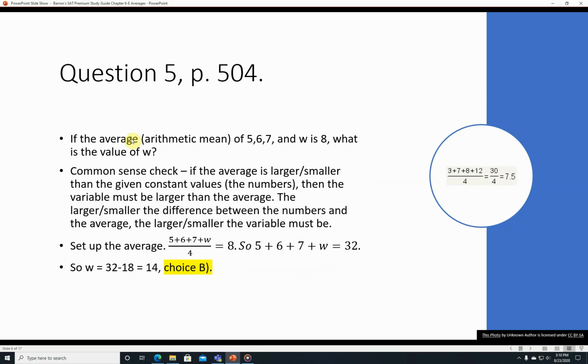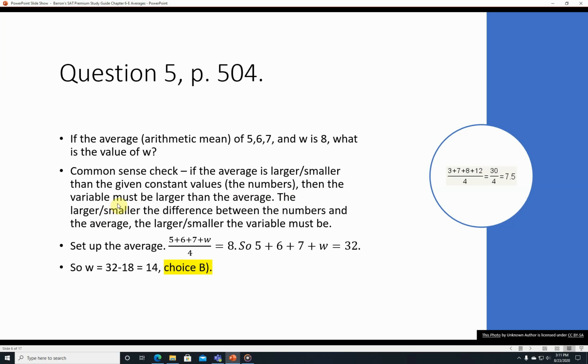Question 5, page 504. If the average or arithmetic mean of 5, 6, 7, and W is 8, what's the value of W? Well, common sense check. The average is larger than the given constant values, that is the 5, the 6, and the 7, so W, the missing variable, has to be larger than the average, because otherwise it can't average out to this since all the other values are lower. So the variable must be larger than the average.